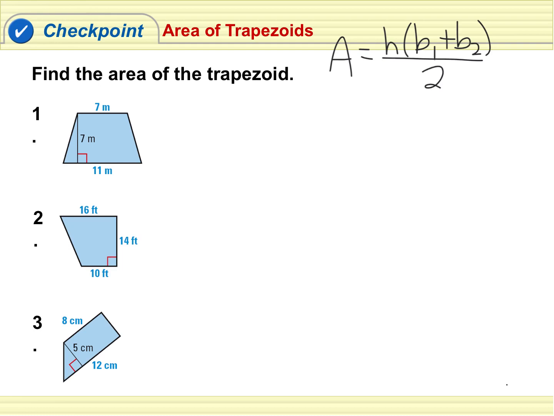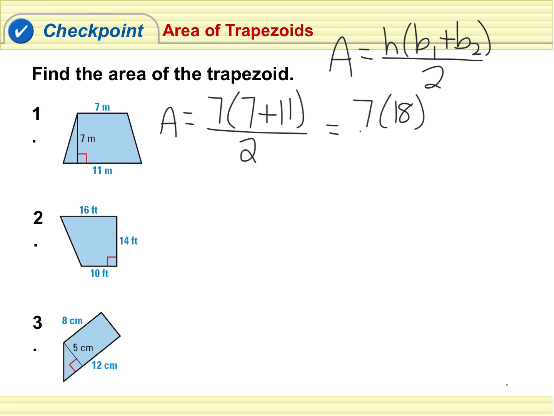So, plug in what you know. We're looking for the area. So, what do we look for first? Height is 7. What do we look for next? Bases, 7 and 11. Last step, divide by 2. What's first step? Yep, add the bases together so we get 18 divided by 2.